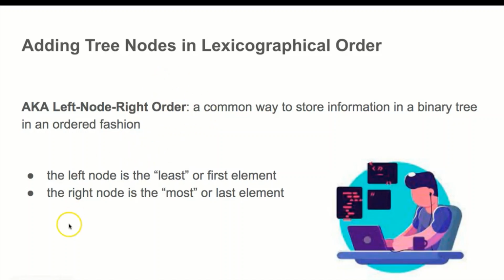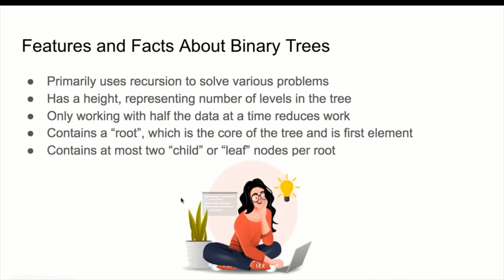Essentially, with lexicographical order, when we insert something to the left, it means that it's smaller or the least, and when we're inserting something to the right, it means that it is bigger or the most weighted element in the list.